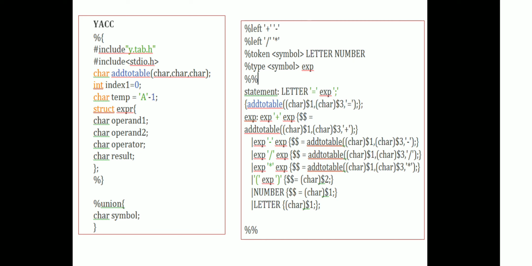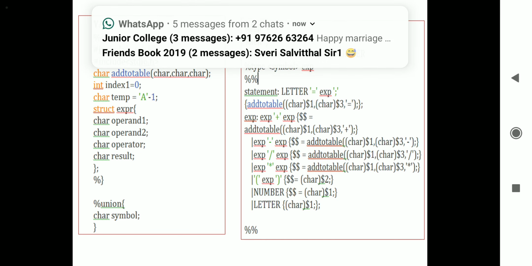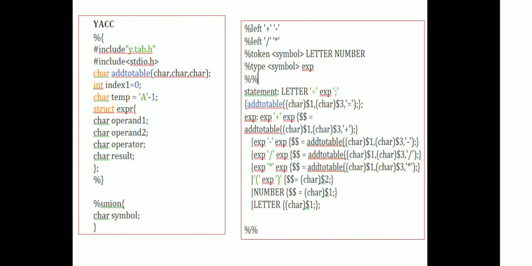In the declaration section, one function is declared over here, that is the add to table function, which consists of 3 parameters: char. Index is one variable whose initial value is 0, and temp is a variable whose initial value is the ASCII value of A minus 1, so it is a capital A. When we write temp plus plus, it gives me the output capital A.